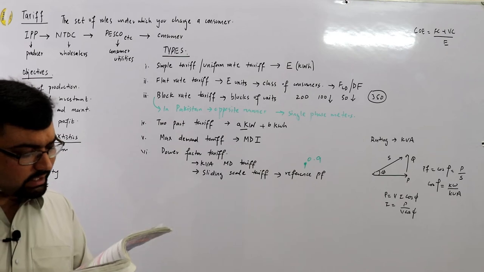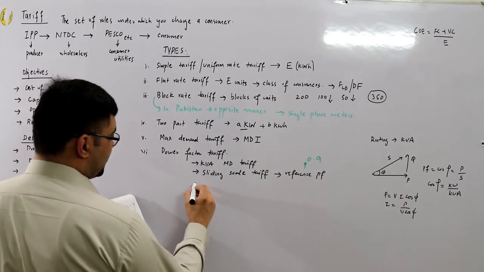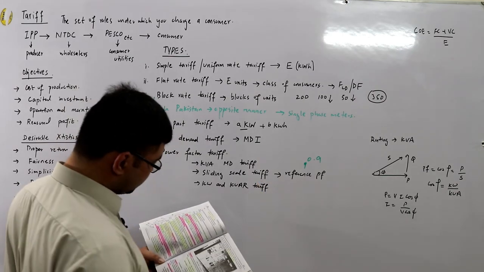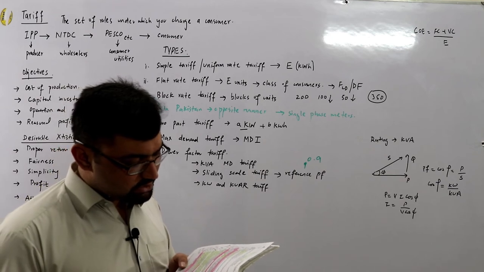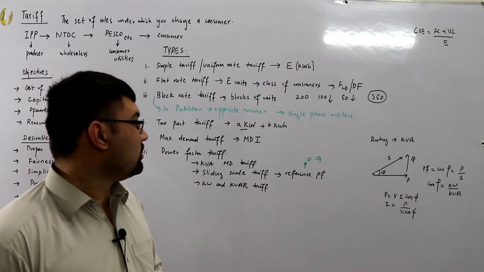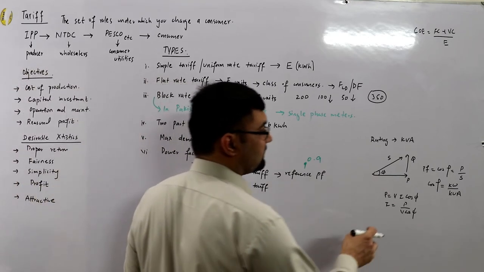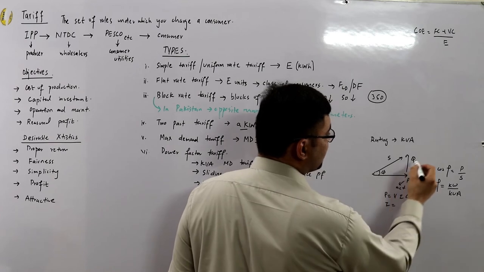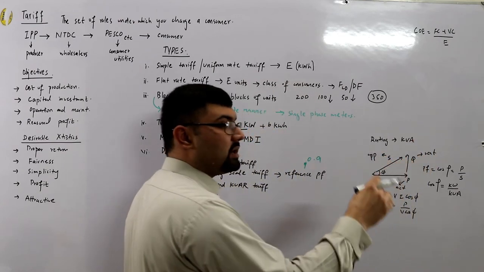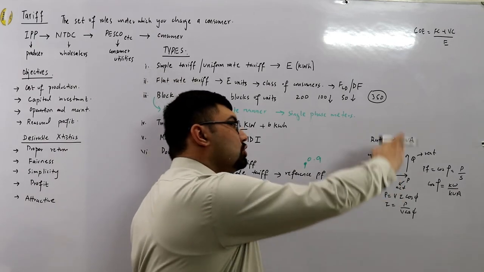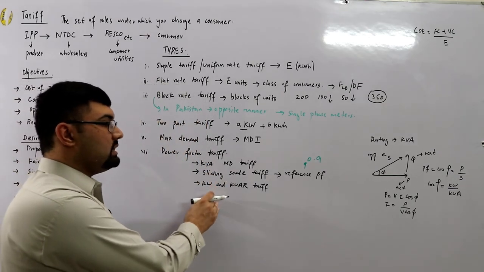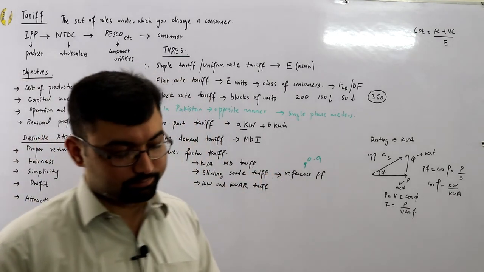And next, finally, you have the kilowatt and kVAr tariff. What does this say? Both active power and reactive power are charged separately. A consumer having low power factor will draw more reactive power and hence more charges. So this Q is the reactive power. P is the active power, Q is the reactive power, and S is the apparent power. If the power factor is less, Q would be more. If Q is more, of course more charges. Why? Because Q is charged separately and P, which is the actual power, is charged separately.